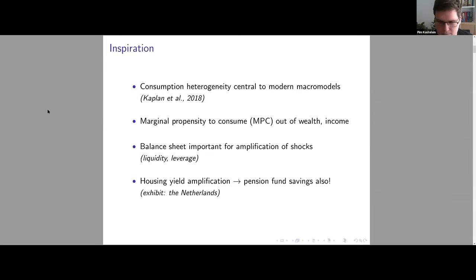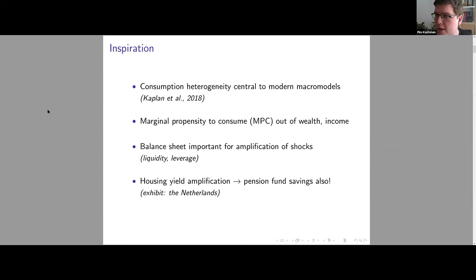The inspiration for this work very much comes from the new strains of macroeconomics, where there is a lot of attention paid to consumption heterogeneity. A key variable in how macroeconomic behavior responds to shocks is attributed to the marginal propensity to consume out of wealth or income, and there is particular attention to the balance sheet being important for the amplification of shocks. You can think, for instance, of liquidity or leverage.